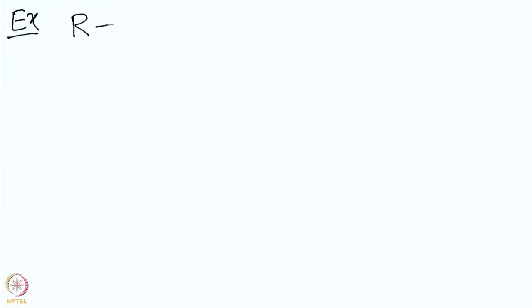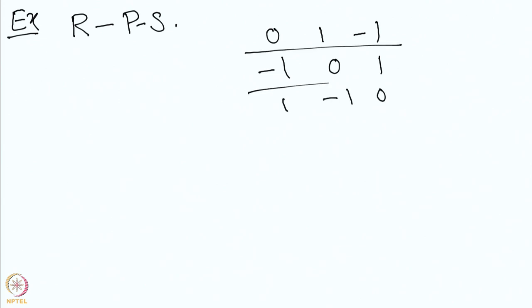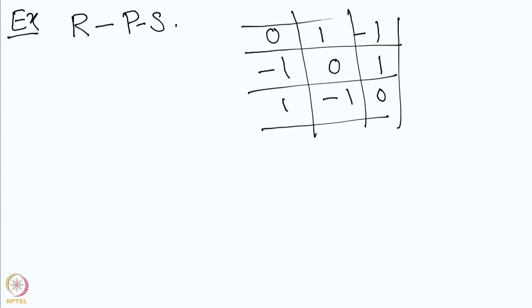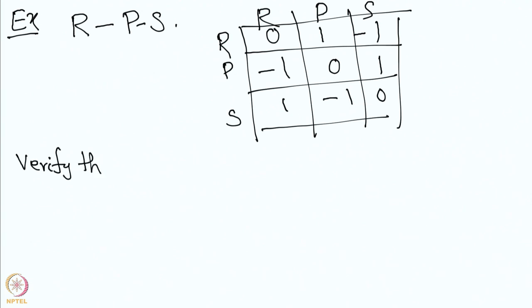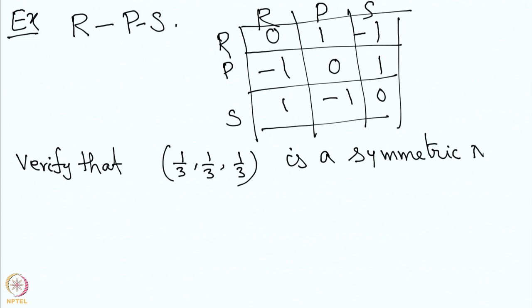We look at now rock, paper, scissors. The rock, paper, scissors game has this payoff structure: 0, 1, minus 1, minus 1, 0, 1, 1, minus 1, 0. In fact, we can easily verify that (1/3, 1/3, 1/3) is a symmetric Nash equilibrium. This is the unique Nash equilibrium here. This is not a hard thing to prove. So, this is going to be a symmetric Nash equilibrium.